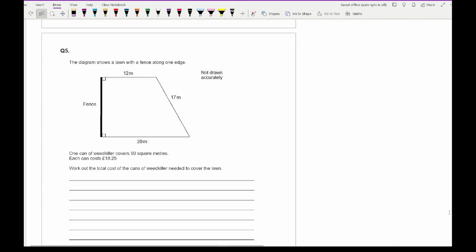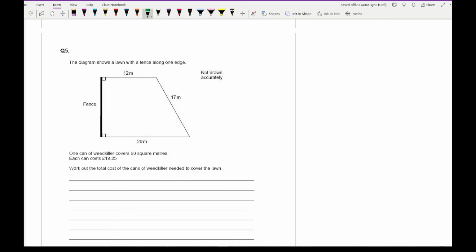So now moving on to our last question, it says that the diagram shows a lawn with a fence along one edge. One can of weed killer covers 90 square metres. Each can costs £19.25. Work out the total cost of cans of weed killer needed to cover the lawn. So the first thing we need to do is work out the area of this trapezium.